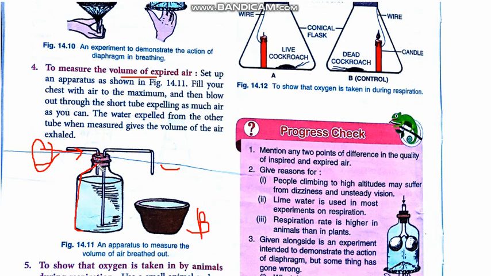Okay, and from this it may enter this, and when the air comes into the water, then the water from here, from the long tube, will drop into the bowl. So the amount, or we can say the volume of the water that is expelled from the tube is equal to the volume of the expired air, or the exhaled air.